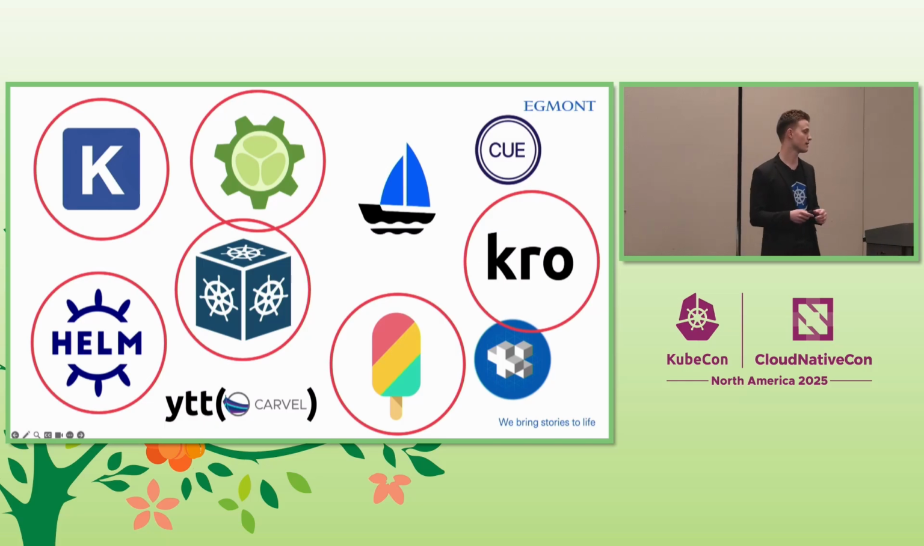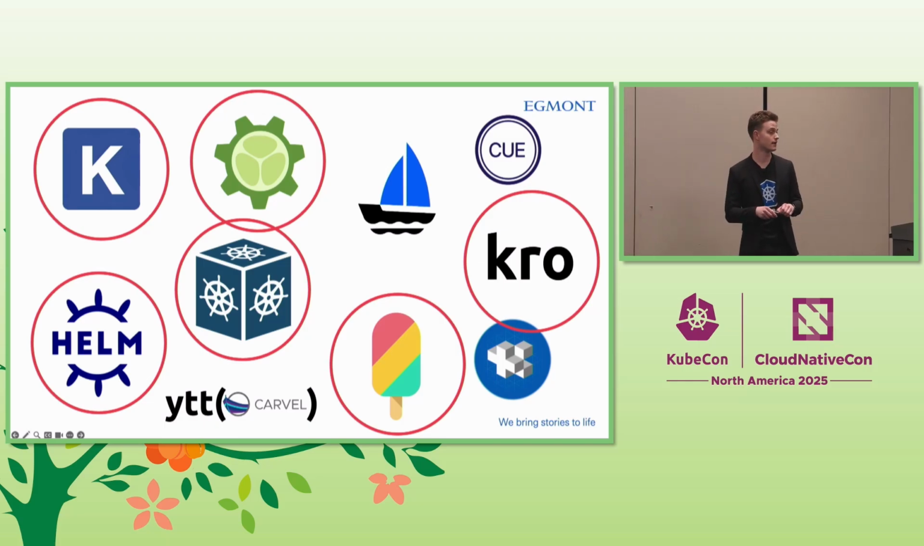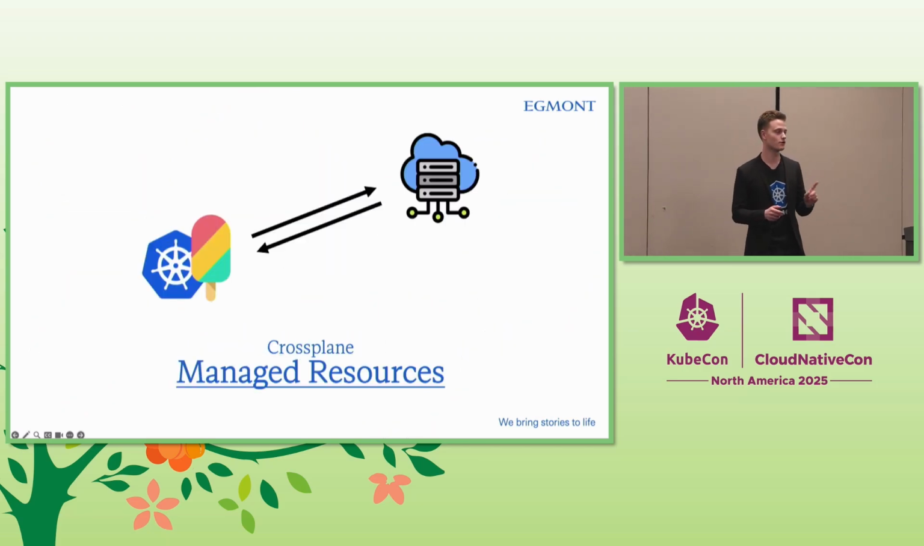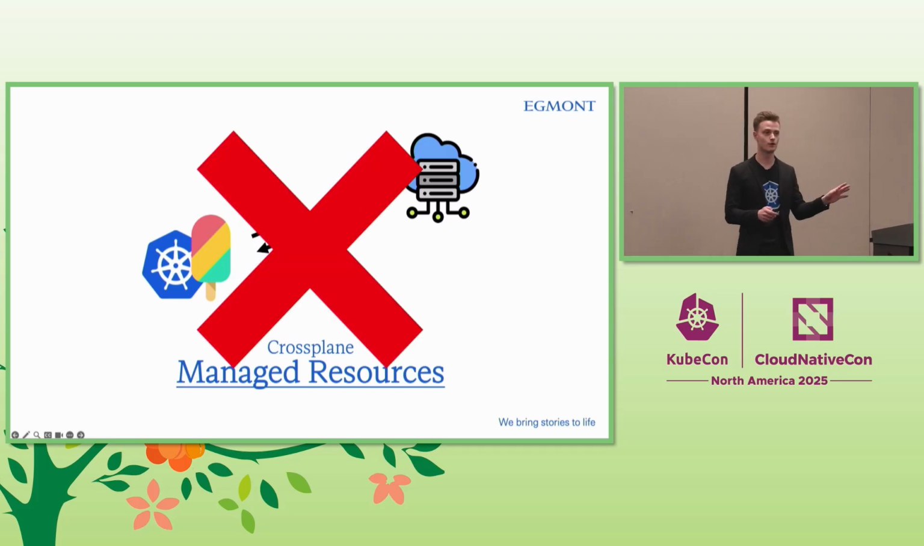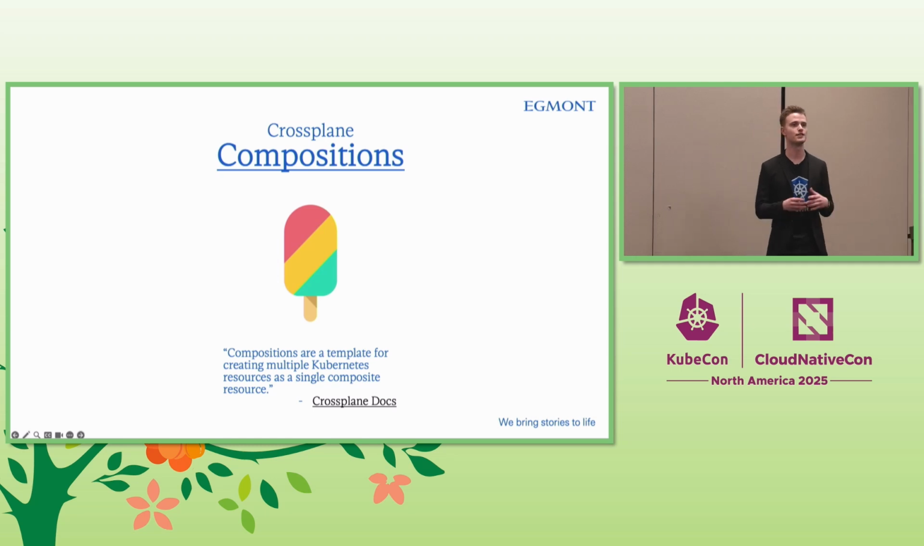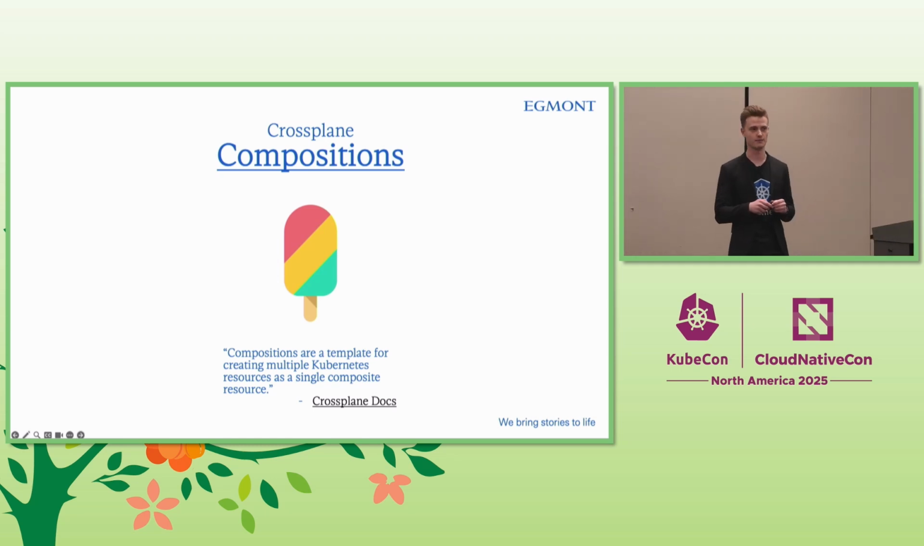It's Crossplane, it's Kro, it's Kustomize, it's Helm, it's CDK8S, which is a hard word to pronounce. And then we have Pickle. Before I forget, whenever I talk about Crossplane, I'm not talking about managed resources, the feature where it can provision resources in a cloud provider and synchronize that back and forth. That is not what I'm referring to. I'm referring to Crossplane compositions, just to be precise here, which is their templating engine for generating Kubernetes manifests.